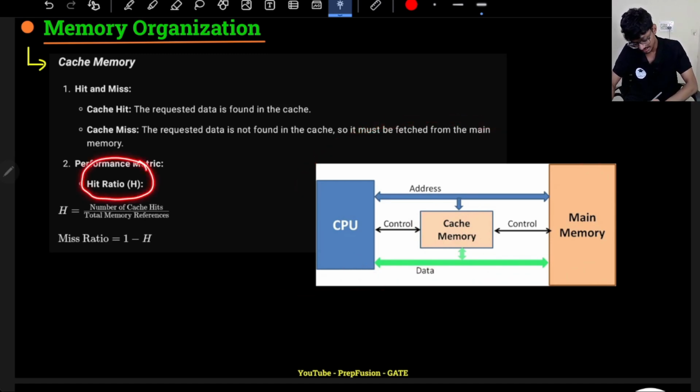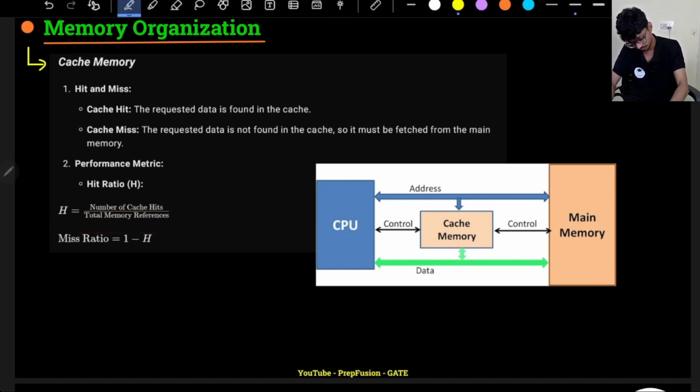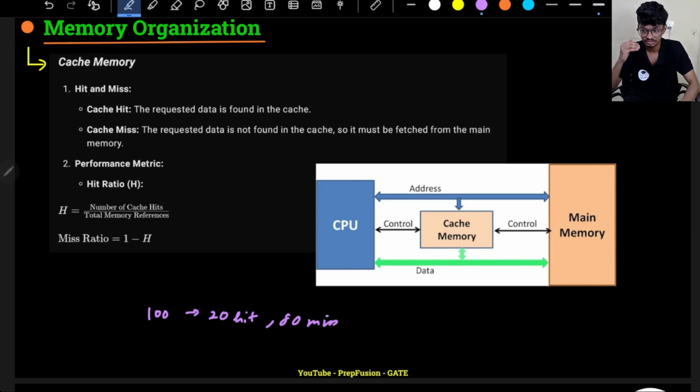Now there is a performance metric known as hit ratio. Hit ratio is the number of cache hits divided by the total number of memory references. So let's say I have referenced the memory 100 times. Out of 100 times, 20 times was a hit. Basically, whatever I requested I got, and the other 80 times was a miss. Whatever I requested was not present in the cache memory, so I had to go to the main memory.